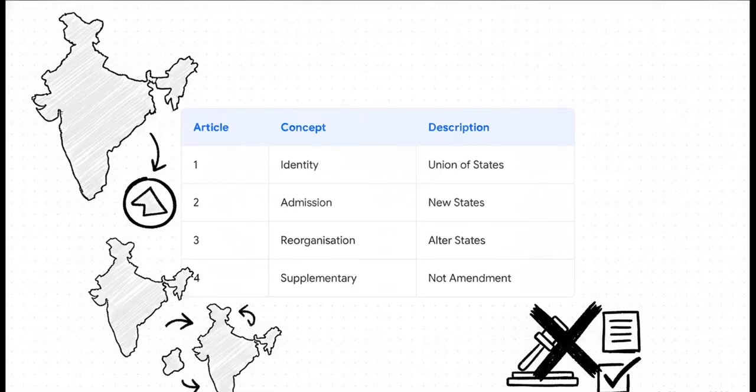Okay, let's bring it all together. To lock this in your memory for both prelims and mains, take a mental snapshot of this quick revision table. We're mapping each article to its core one-word concept. Article 1 is identity. It's the union of states. Article 2 is admission, bringing in new states from the outside. Article 3 is reorganization, altering existing states on the inside, and Article 4 is supplementary, making it clear that these changes are not formal constitutional amendments.